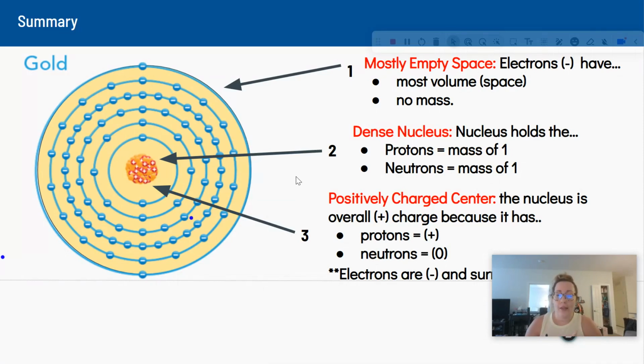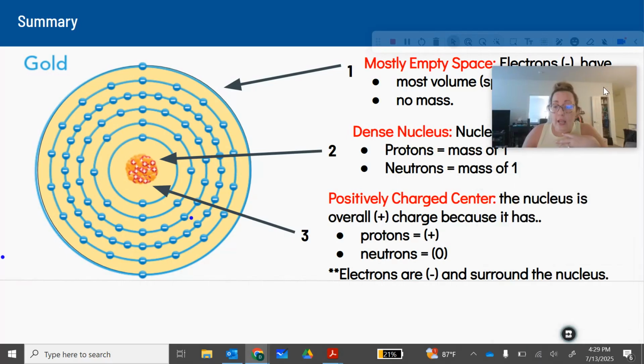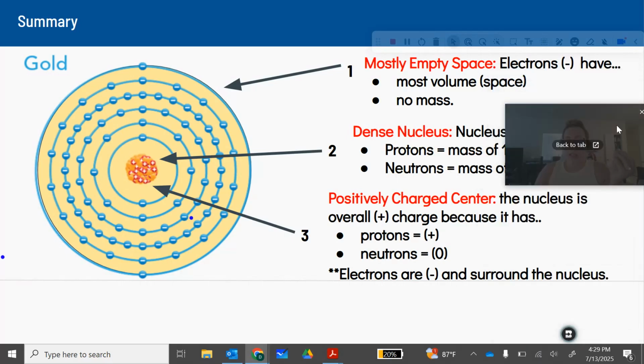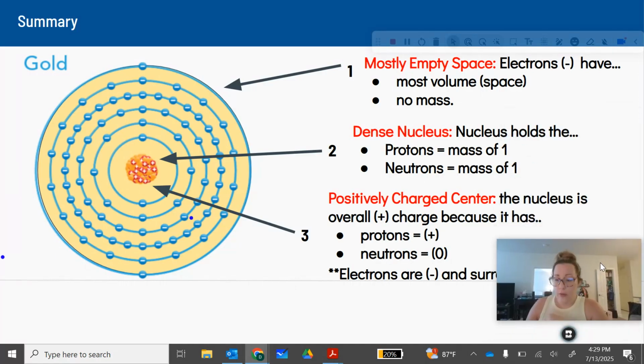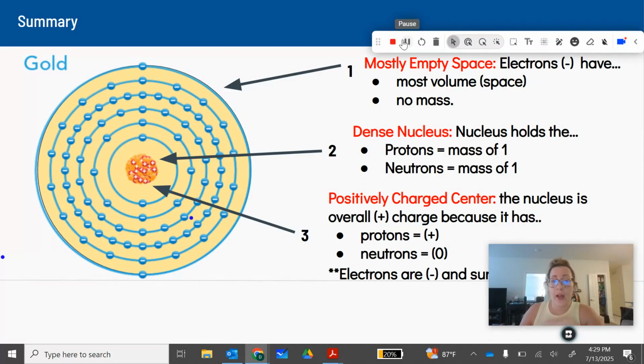And then the last thing that we found through the gold foil experiment was that our nucleus was positively charged. So even though the nucleus has protons and neutrons, it is overall positive because the protons are positive and the neutrons are 0. It's not negative because the negative electrons on the atom are surrounding the nucleus and not in the center. So make sure you have all your notes completed. But that is the model of the atom and how we got to it today.